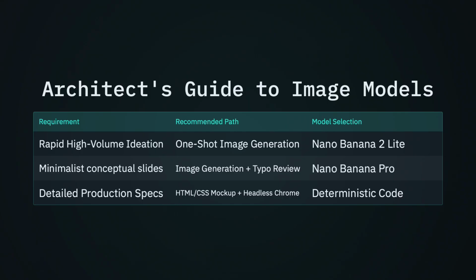Here is our final verdict. Use Nano Banana 2 Lite to draft concepts in under 4 seconds when you need to brainstorm. Use Pro for high-level minimalist visual slides, but always run a close visual audit to catch spelling errors. And for detailed production specifications, skip image models entirely and build your diagrams using HTML and CSS templates with headless Chrome screenshots.